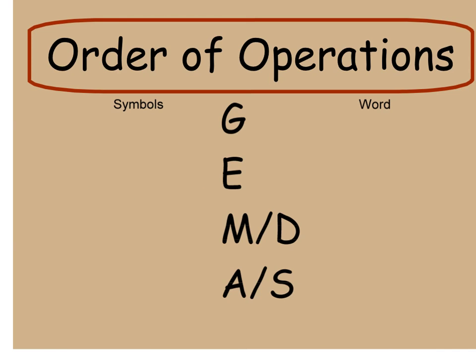So let's talk about what the order of operations are. And you know what? I bet a lot of you have seen this already. Some of you call it PEMDAS. We call it GEMDAS. You might have heard, please excuse my dear Aunt Sally. What I'm going to do is tell you what each of these stands for, and I bet you probably know most of them. So the G stands for grouping symbols.